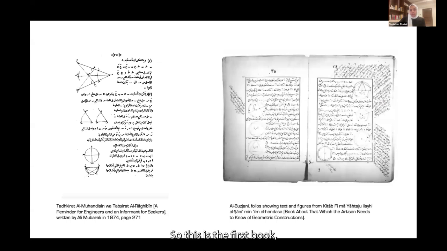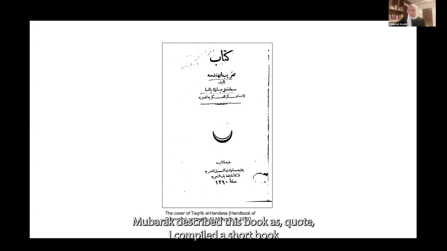So knowledge existed, but it was either unavailable to him or he didn't mention it. But it's highly possible that it was not available for him. And two of Mubarak's books illustrate a good example of this case. This is the first book, تقريب الهندسة, Handbook of Geometry, written in 1860. Mubarak described this book as, quote, "I compiled a short book in which I gathered the fundamentals of arithmetic and geometry, which has helped many people."